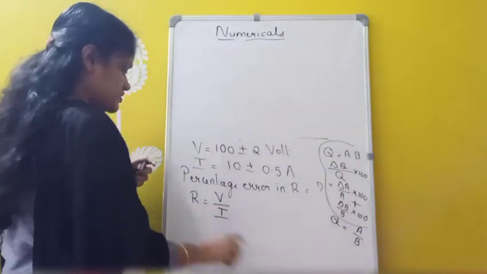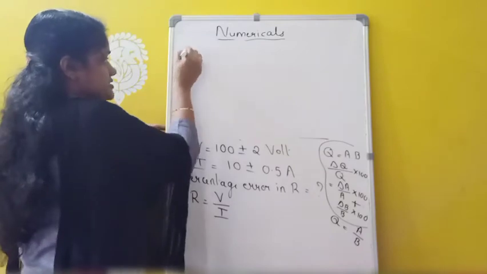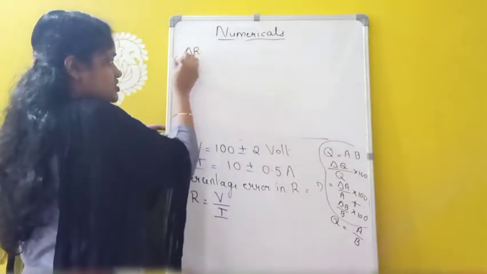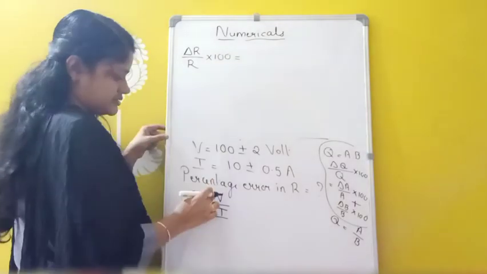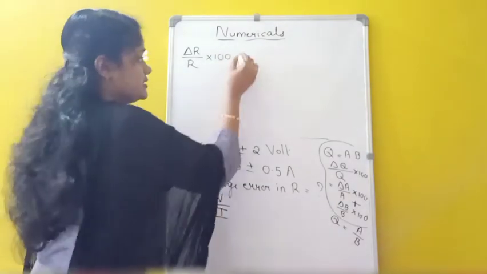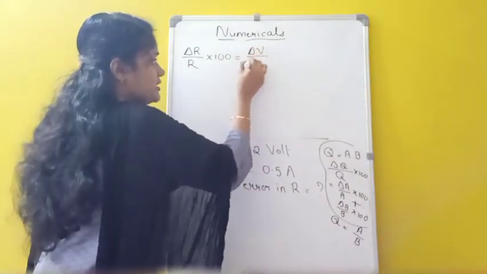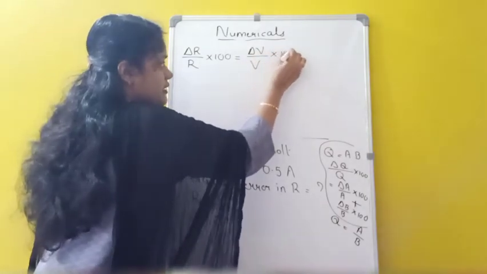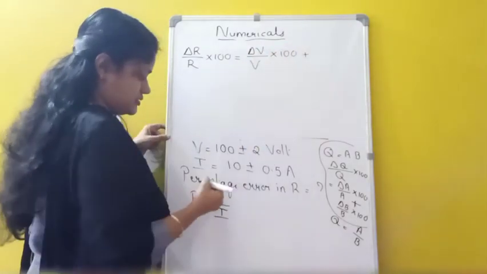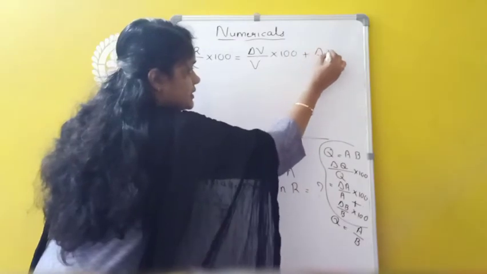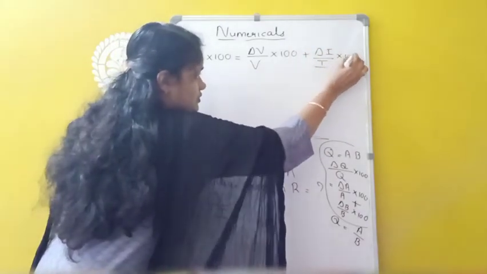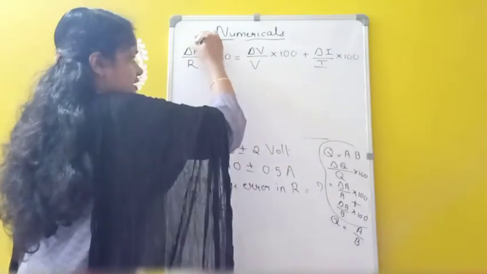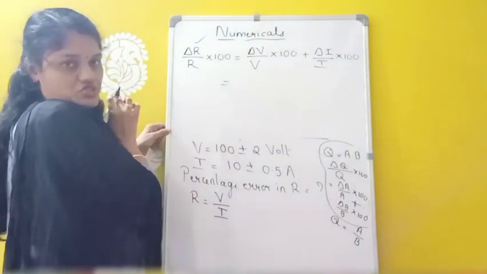So how will you write in terms of percentage error? The percentage error of R can be written as delta R by R into 100, equals the percentage error in V, that is delta V by V into 100, plus which one? Current, delta I by I into 100. And what we have to find? We have to find the percentage error in R.